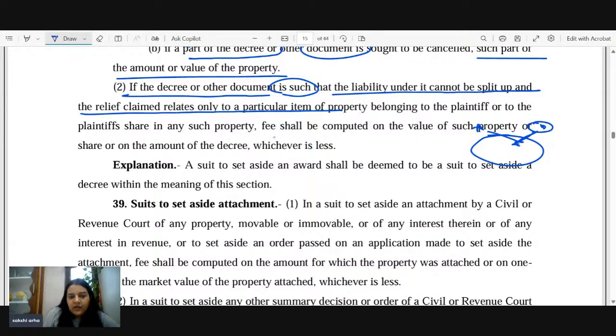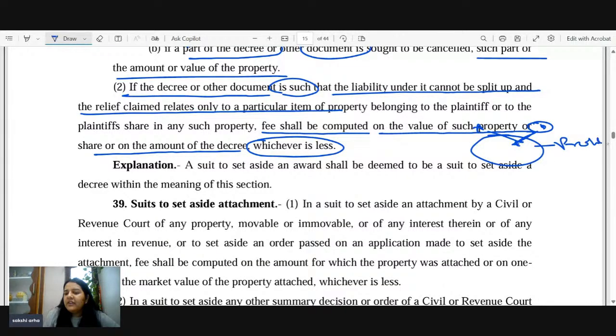In that case, the fee shall be computed on the value of such property or share or an amount of decree, whichever is less. तो जो प्रॉपर्टी की वैल्यू है या फिर जितना आप अपना अमाउंट क्लेम कर रहे हो डिक्री में, दोनों में से जो लेस है, उस पर आपका अमाउंट डिसाइड होगा. So if it cannot be split up, suppose it's a whole property and you cannot split up your part and you want relief for only your part, you cannot determine the value of your part. In that case, either the whole amount of property or the value which you are claiming, whichever is less, the fee will be decided on that value.